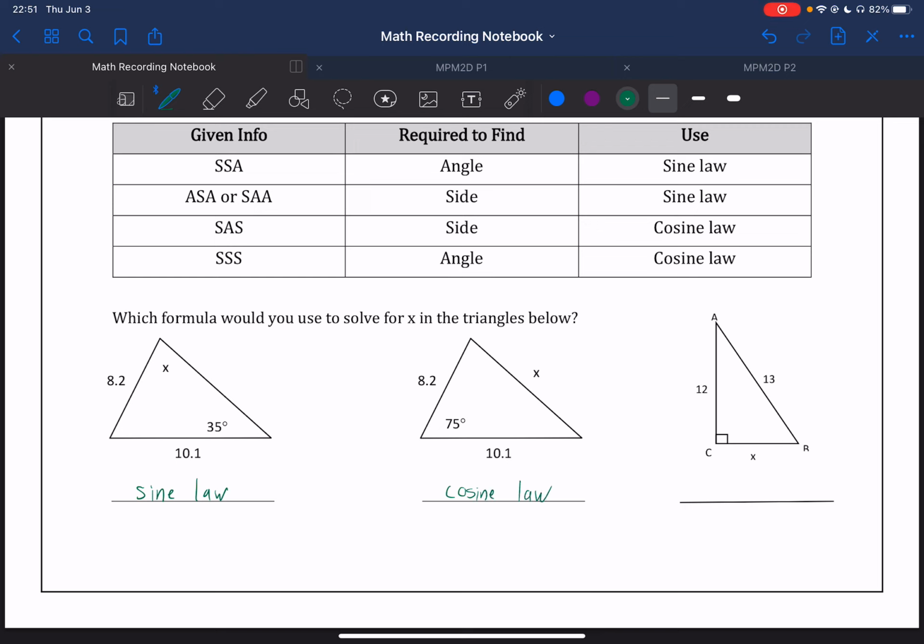And last but not least, the last one we have, that is a right angle triangle. And we are looking for this x, and what we can use is either the Pythagorean theorem or primary trig ratios, but let's be honest, this will probably be easier if we just use the Pythagorean theorem. And it would also be far more accurate.